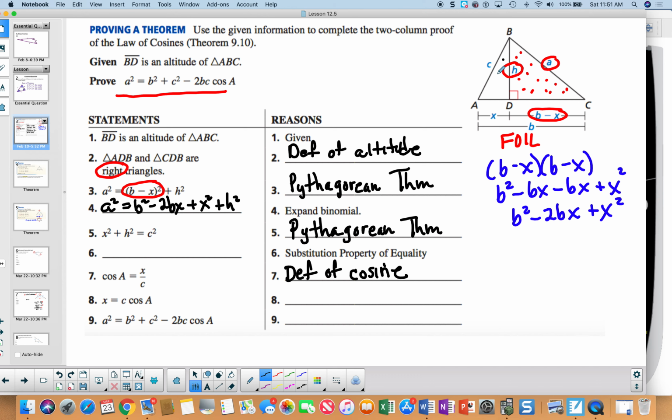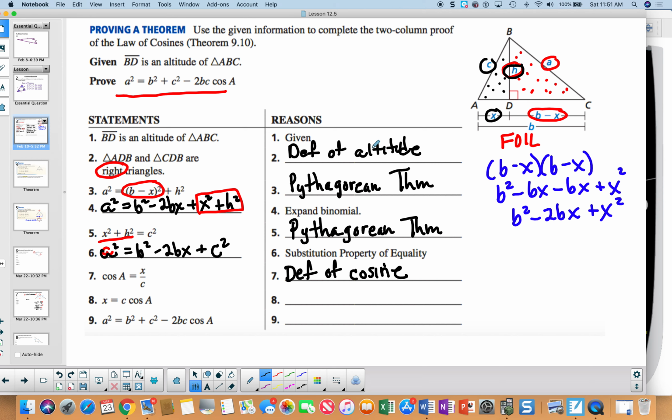I'm going to now go to the other side, which is the other right triangle, and I'm going to use the sides x, h, and c, and I'm using the Pythagorean theorem again. And what I've noticed is x squared plus h squared appears here, so I'm going to take this out and put c squared in it. So this is going to be a squared equals b squared minus 2bx, and now I'm going to write plus c squared.